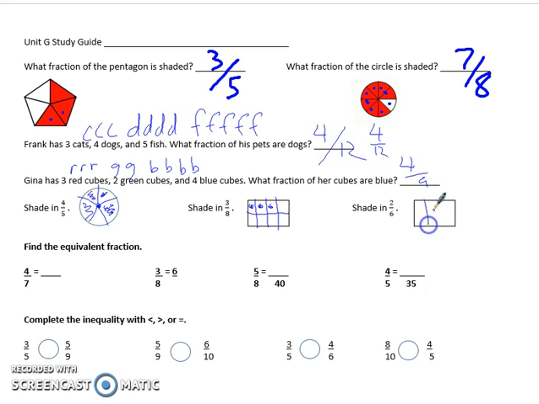2/6. Easiest way is I cut it in thirds and then do 1 down the middle. And I got 2/6. Find the equivalent fraction.